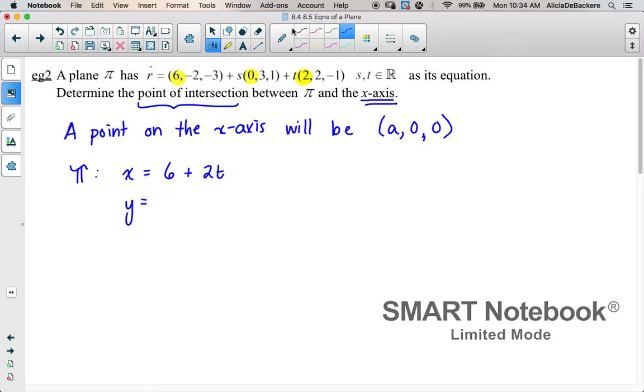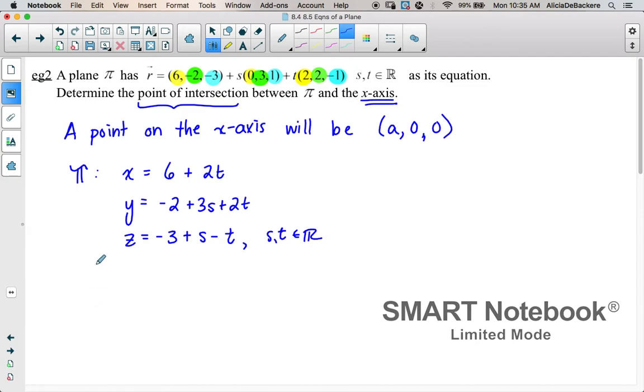And then y will be the second. And then z will be the third. And then they've already defined S and T up here. I'm going to redefine it down here for my parametric.